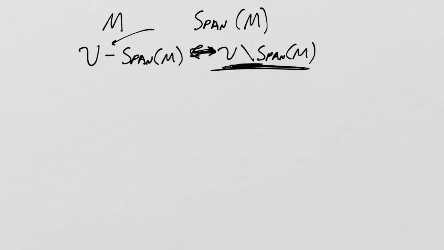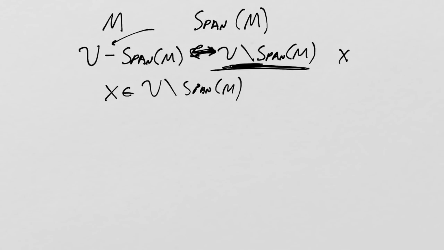First of all, if this is the null set, then M is in fact a basis. The definition of a basis, of course, is that the span of M is equal to V, right? So if this set is non-empty, let's find a vector in that set. We'll call it X, right? So X is an element of V minus the span of M.